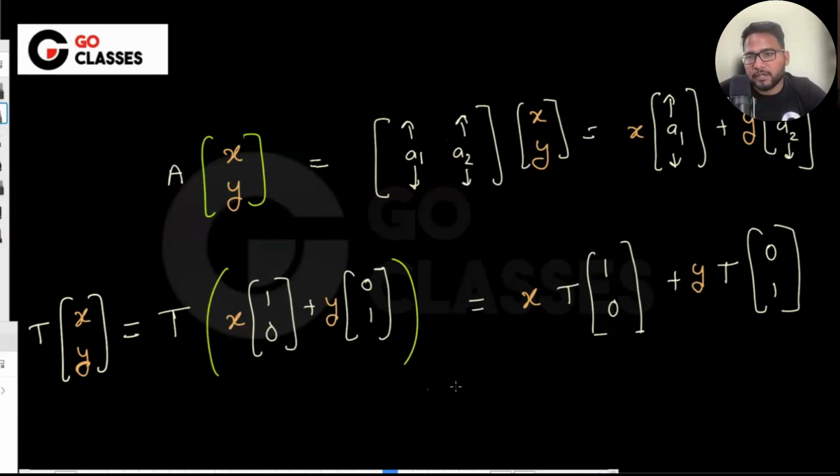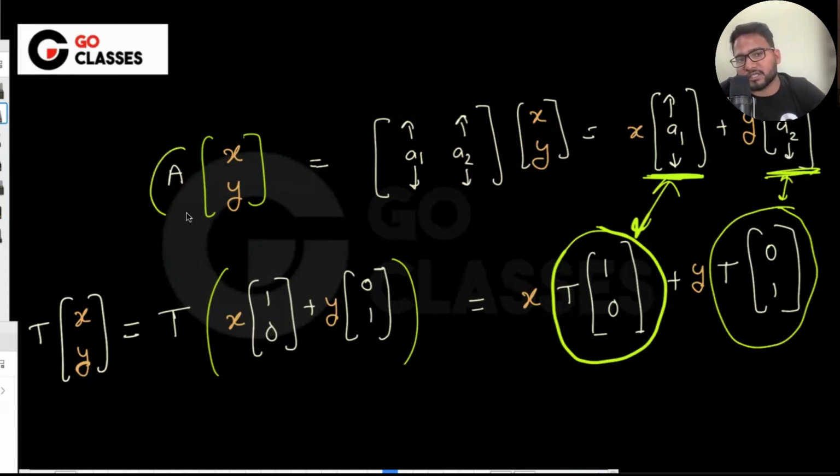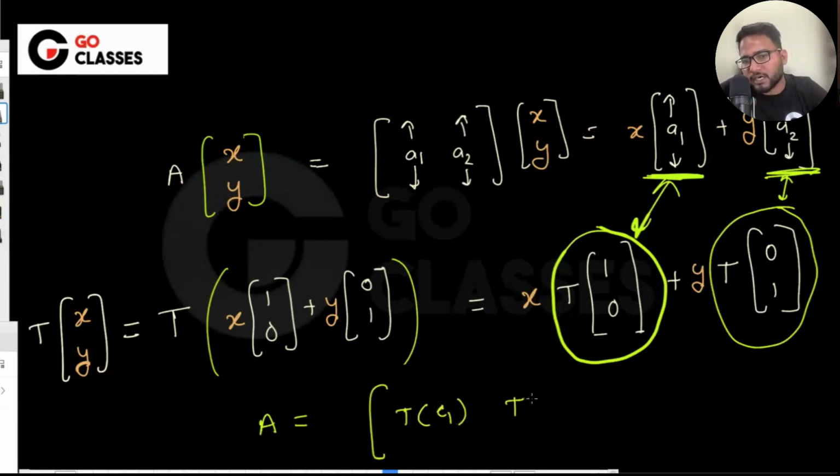What is the A1? If you compare these two, this A1 and this thing are the same, right? Similarly, this A2 and this thing are the same, isn't it? I'm assuming that the transformation is equal to, let's suppose, this matrix A. Then what does this matrix say? A is nothing but the transformation of the first basis vector and the transformation of the second basis vector. Okay, is this understood, what I'm trying to say here?